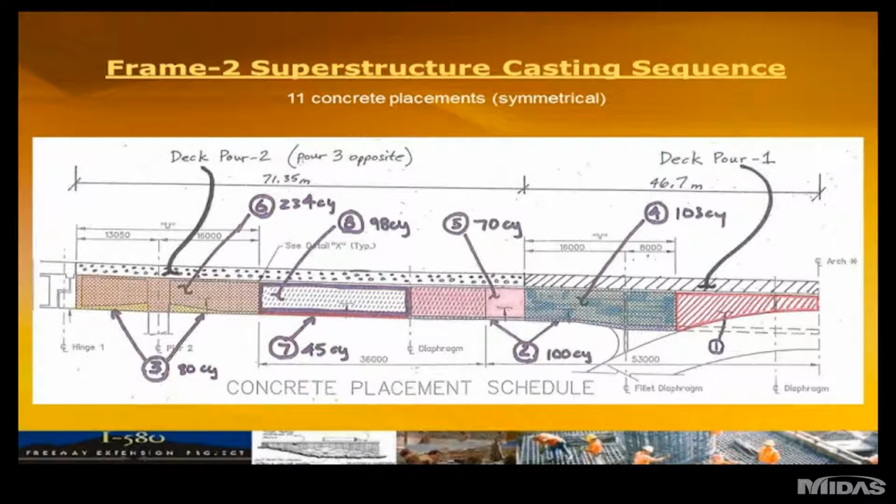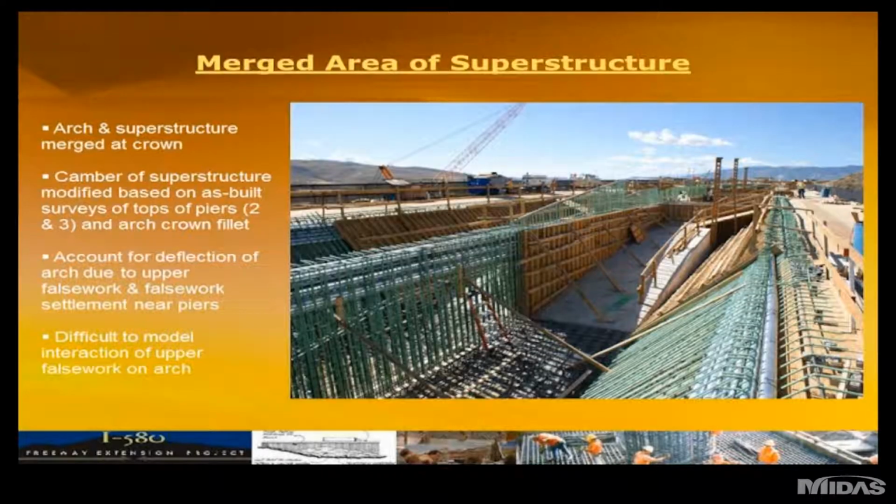Here's a shot of the merged area of the arch crown and the superstructure. Again, an integral connection there. The camber of the superstructure in this area was, I would say, tweaked depending on the as-built of the arch.